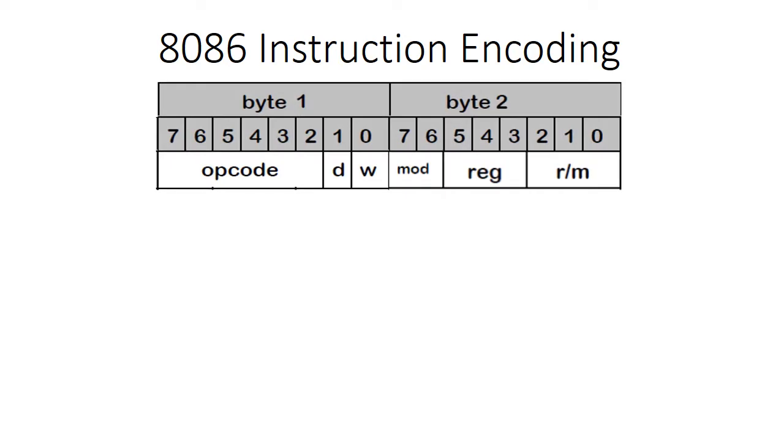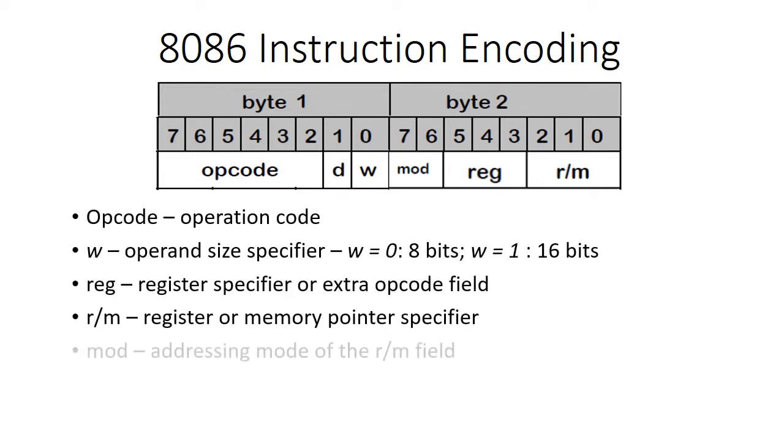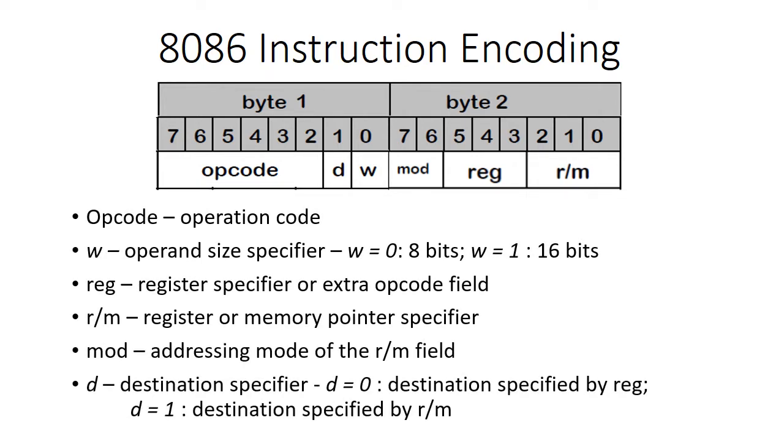Let's zoom in on the fields that make up the opcode and the addressing mode bytes. These fields are the opcode field, the destination field marked as D, the width field marked as W, the addressing mode field marked as mod, the register specifier field marked as reg, and the register or memory specifier field marked as RM. The opcode is a 6-bit field that tells the operation to be carried out.